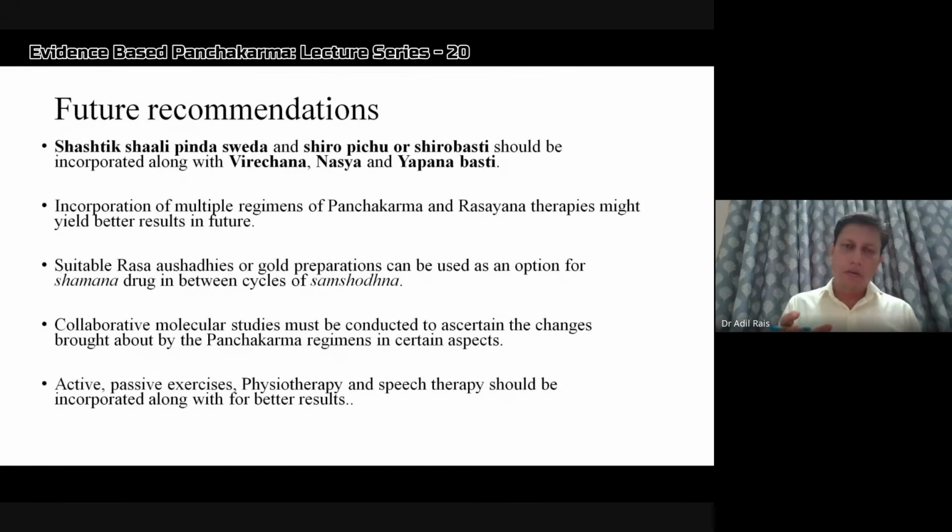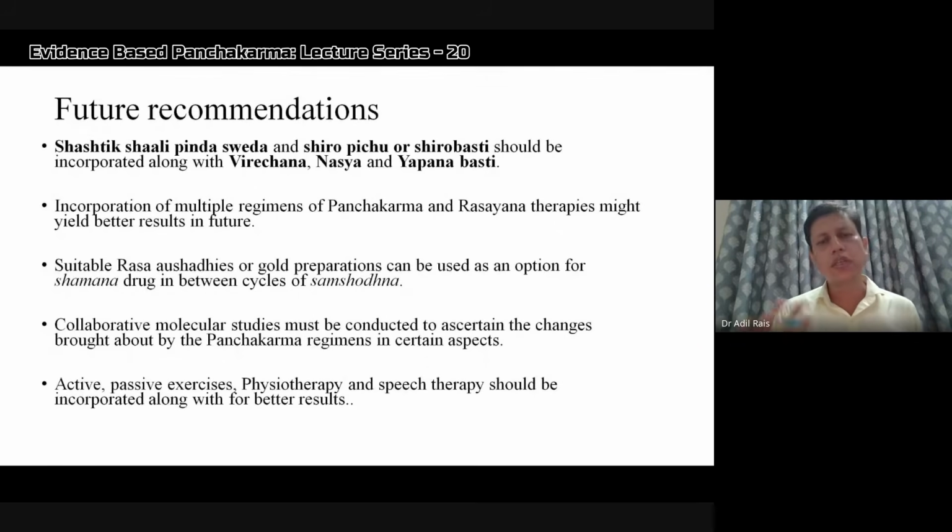Now, if the duration of the trial is longer, then after a single Panchakarma therapy, a Rasayan therapy should be given, and then following the Dviparihar Kal, we can again start the Panchakarma therapy with Yapanvasti, or then the Rasayan therapy should be administered. So this should be done in a cyclic manner to produce maximum benefits.